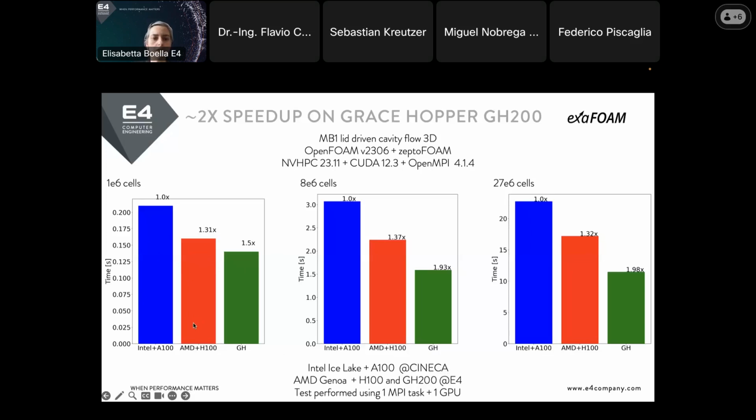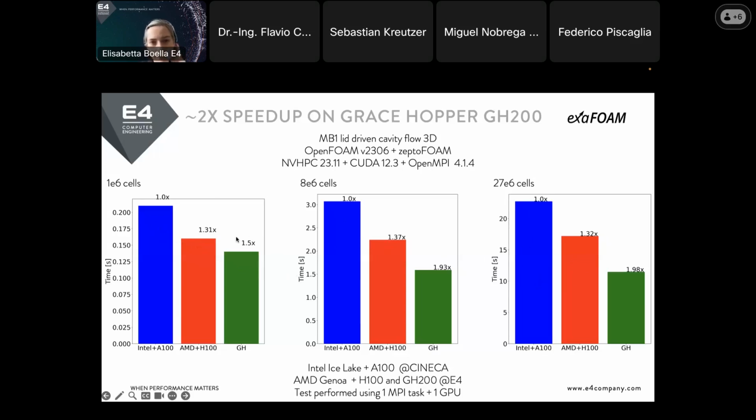In red, instead, we use one core of the AMD Genoa coupled with Hopper 100. This is an architecture available in our data center at E4. And in green, we have results obtained on Grace Hopper at E4, using always one MPI task and one GPU. What we observe is that we get a speed up passing from A100 to H100 to Grace Hopper. On the y-axis we have again the time per iteration. In this case, we performed just one experiment, not 5, and again we compute this time neglecting the first iteration.